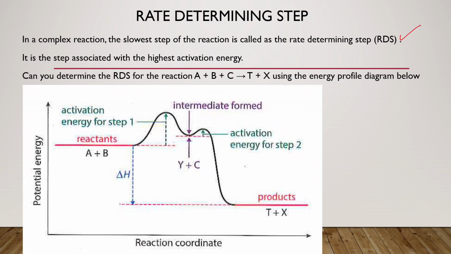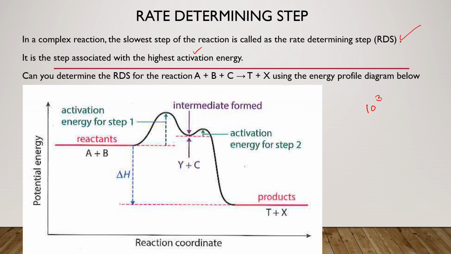Now, when we say it's slow, it's not just slow by a very small amount. Usually, the difference in speed is orders of magnitude of thousands or maybe even more. Okay, so the slowest step in a multiple step reaction is usually called the rate determining step, and it is slow because it requires the highest activation energy.